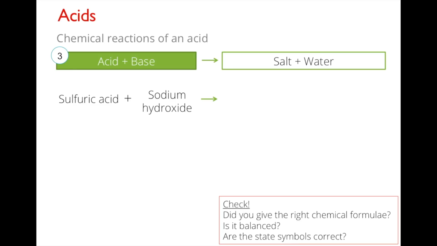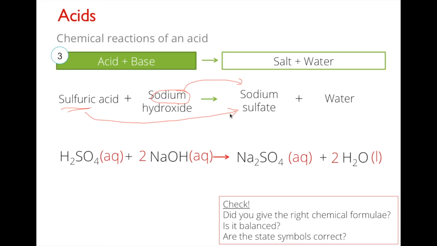Okay, so first we must identify what is the salt that's being formed. How do I know what's the metal cation? The metal cation will come from my sodium hydroxide, and my anion will be my sulfate. So I'll form sodium sulfate and water. Sodium is here, sulfate is from here. Okay, and this will be my balanced chemical equation. Check. Did you have everything correct?